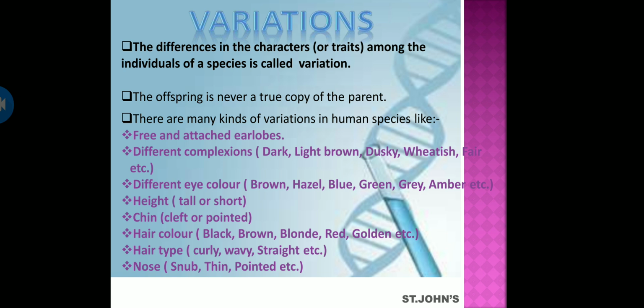Before starting this concept of variations, you know that apart from similarities in the same species, there are also noticeable variations. Yes or no? You know that no two human beings except identical twins are exactly alike. Even identical twins may vary in certain aspects. Sometimes you can see changes in identical twins also, but mostly you'll see identical twins are almost similar.